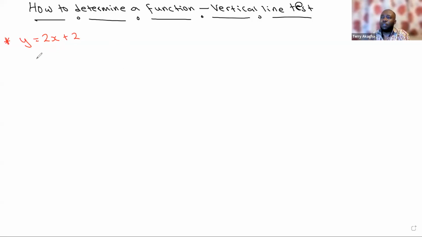So for this, we can get the y-intercept and the x-intercept, okay? For the y-intercept, x will be equal to 0, right? So that means y is going to be equal to 2 times 0 plus 2, and that will give you y will be equal to what? 2. So when x is 0, y is 2.